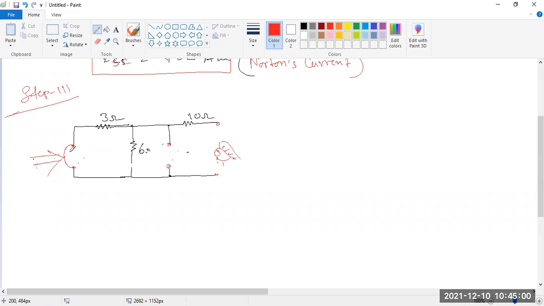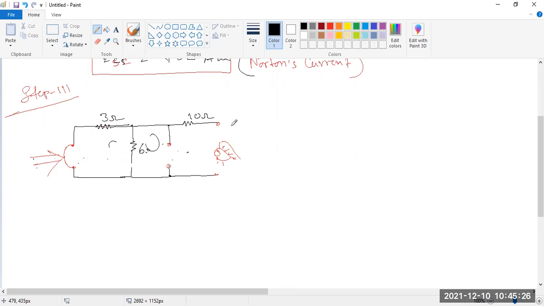You can see that this 3 ohm and this 6 ohm are in parallel. Then only the 10 ohm is in series. So you have to find it in this way. You have to see from this area and try to encounter one by one. You have to calculate over here, then calculate over here, then calculate ultimately over here. Okay, this is the concept.